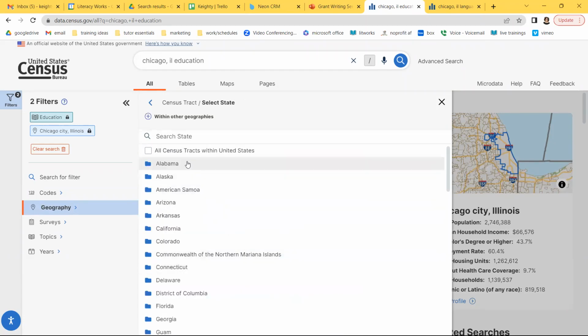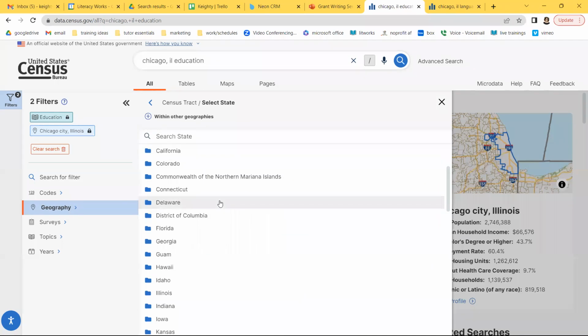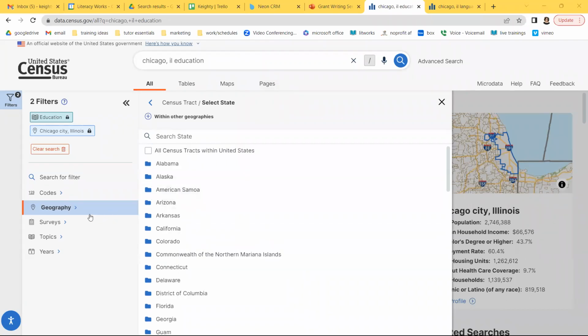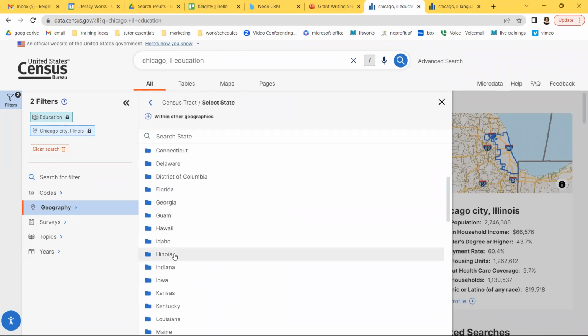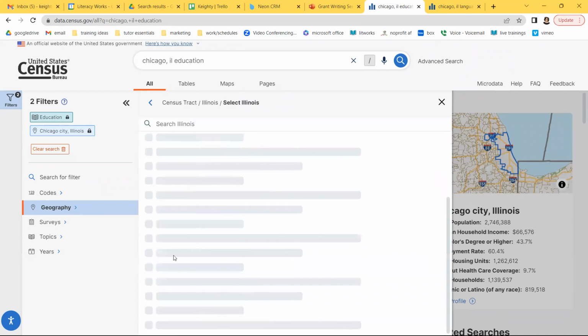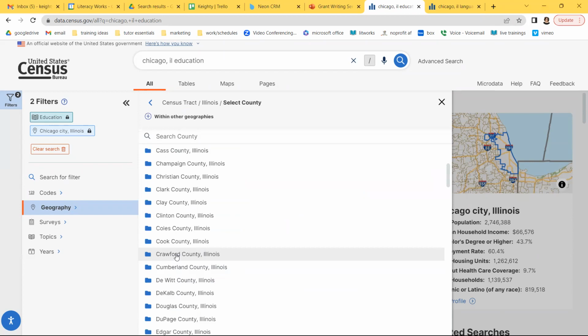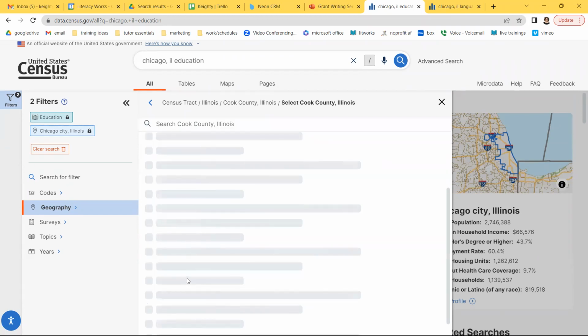And then again, in my example, I'm talking about Chicago, but please use whatever city you're interested in. So once we go to geography, we click census tract, we find our state, Illinois. And then here we're going to find our county. So find your own county where you want your county to be. Chicago is in Cook County, so we're going to just do Cook County.